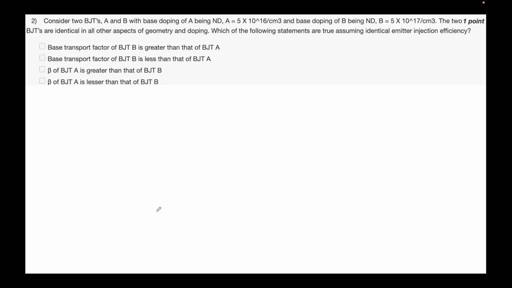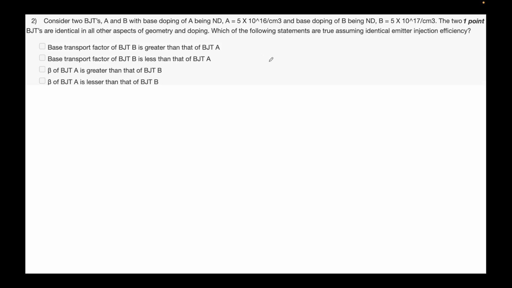Now the discussion will be more or less straightforward, because I have discussed these things in quite a bit of detail, how they work essentially. So now it's just a matter of application of our understanding so far. We have two BJTs in this problem, A and B. The base doping of A is ND. This means it's a PNP, because base doping is donor type.